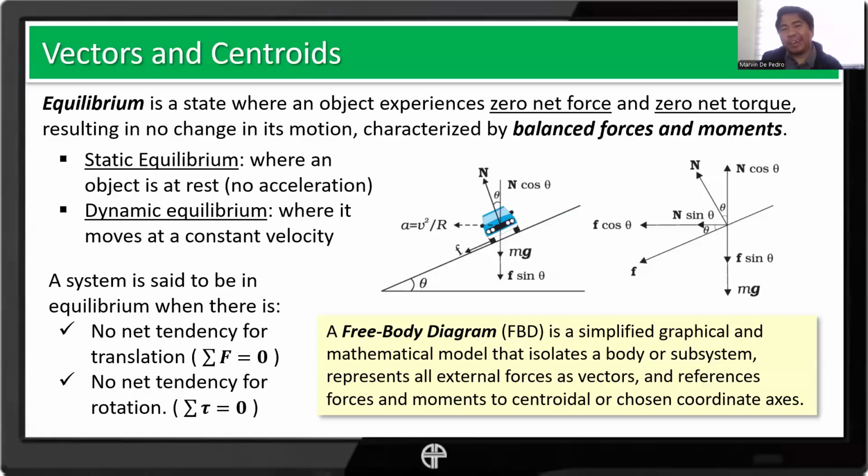And actually, this is the turning point. This is the part where we integrate these different concepts of vectors and centroids, and apply them to the statics and dynamics of rigid bodies. In the next module, we're going to analyze first the statics of rigid bodies. Okay, and these concepts are all important, right?